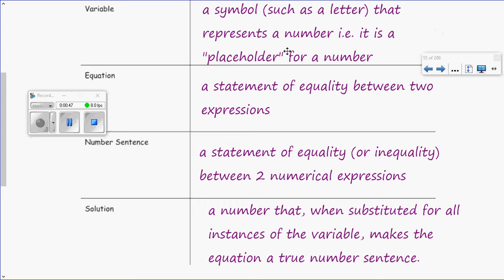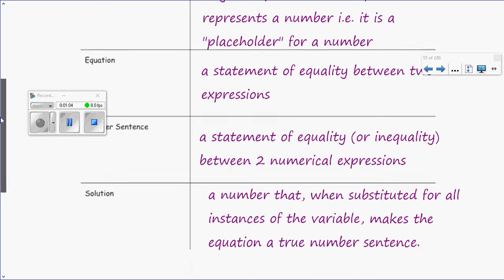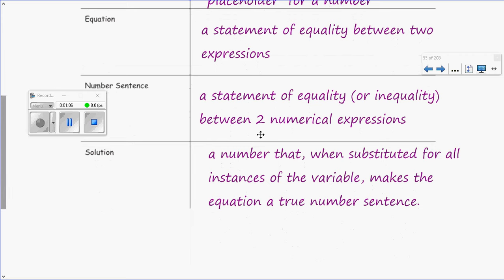Okay, a variable is a letter that stands for a number. Equation, it's just a statement of equality, so saying that two things are equal, two expressions are equal. Usually we think of variables in equations. Number sentence is a numerical expression, so not with variables, but same thing, two expressions that are equal. And then solution, that's the number that if we plug it back in or substitute it back in, it's going to make a true number sentence.